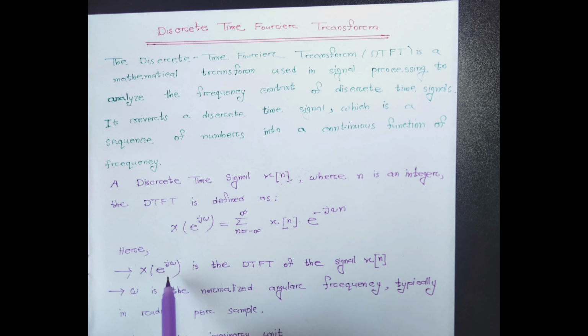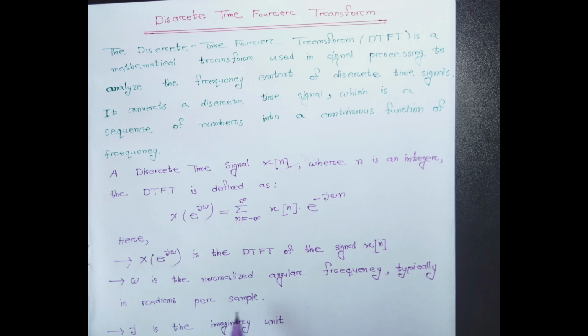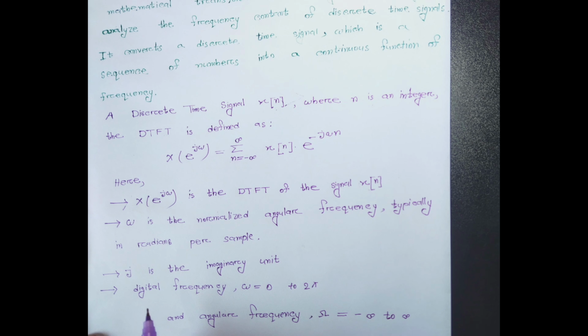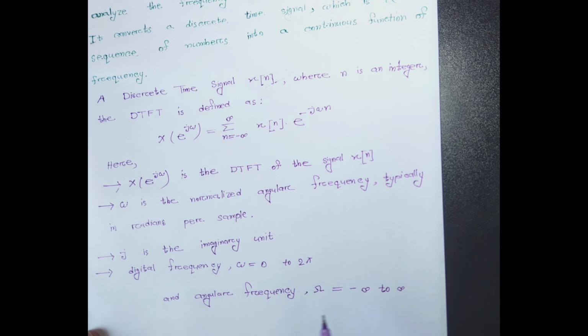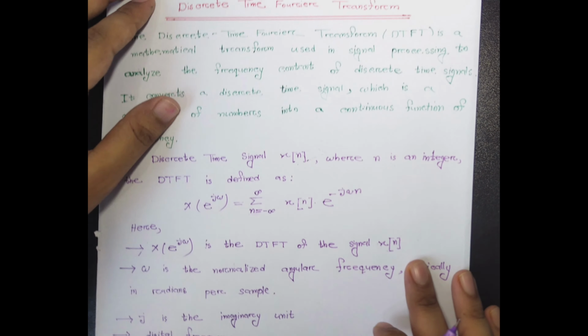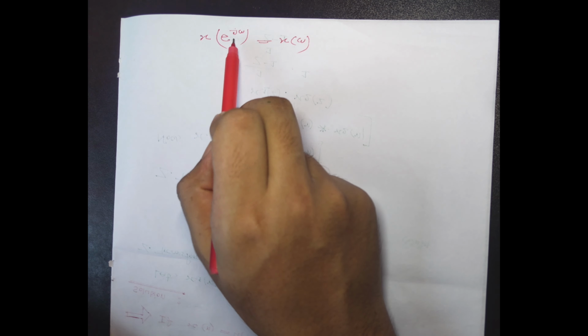X(e^jω) is the discrete time Fourier transform, or DTFT, of the signal x[n], and ω is the normalized angular frequency, typically in radians per sample. j is the imaginary unit, and the range of digital frequency is 0 to 2π, and the range of angular frequency is minus infinity to plus infinity. We can write X(e^jω) equal to X(ω).